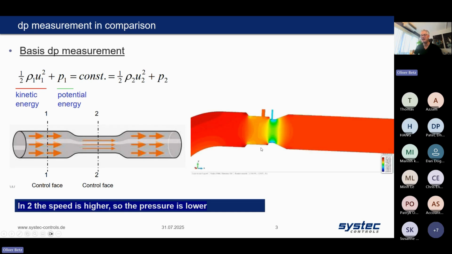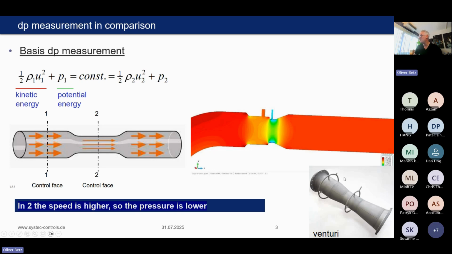We have here the result of a simulation. So you see here a Venturi, and we have here the P1. Red color means high pressure, and here in the bottleneck you have a higher velocity, so the pressure is getting low, blue pressure. That's what you can see in a simulation, and that's what we see if we do a measurement in a Venturi.